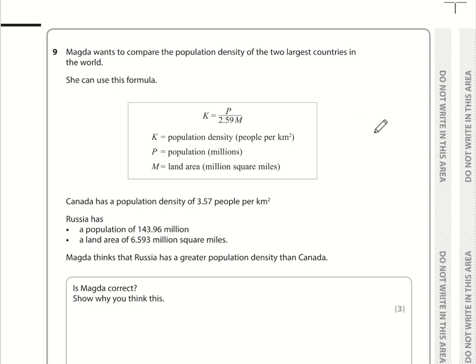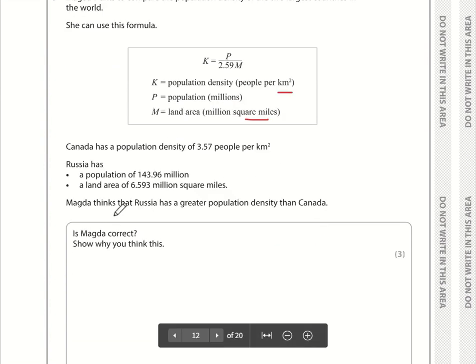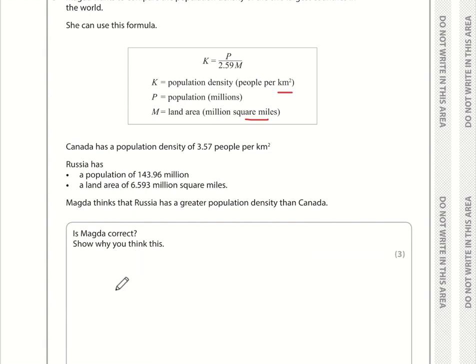Question number 9. Magda wants to compare the population density of the two largest countries in the world, and she's using this formula here. K is the population density in square kilometres, P is the population in millions, and M is the land area in million square miles. So let's have a look here. For Russia, K is going to be P, the population, and it's in millions, so that's good.